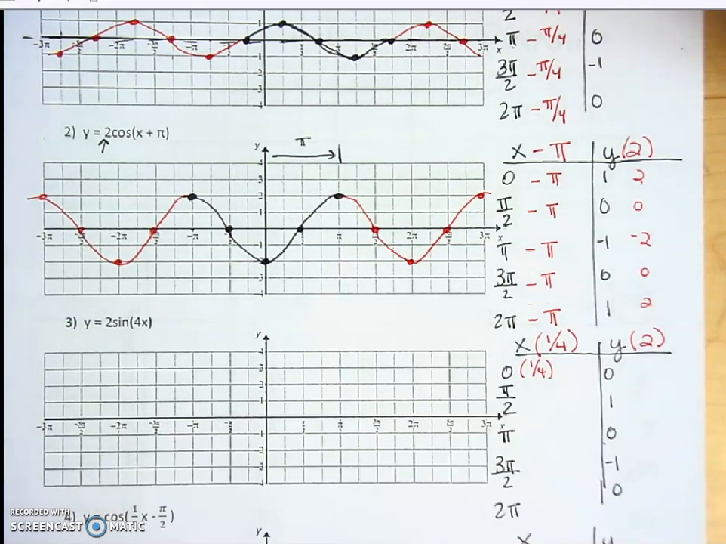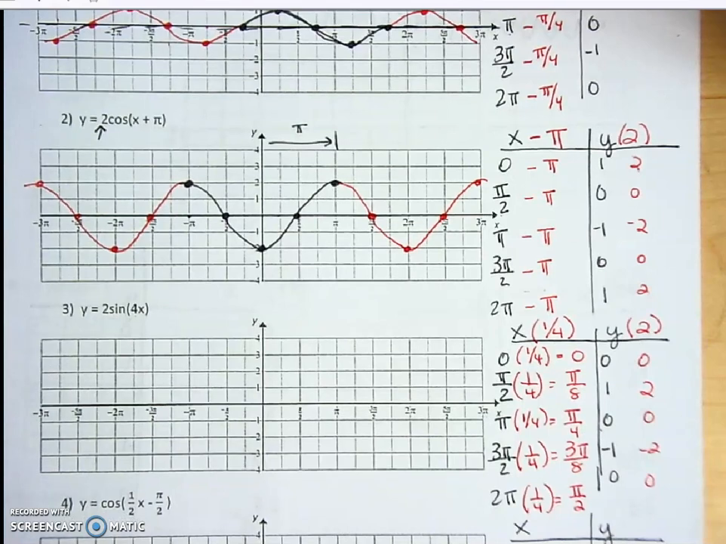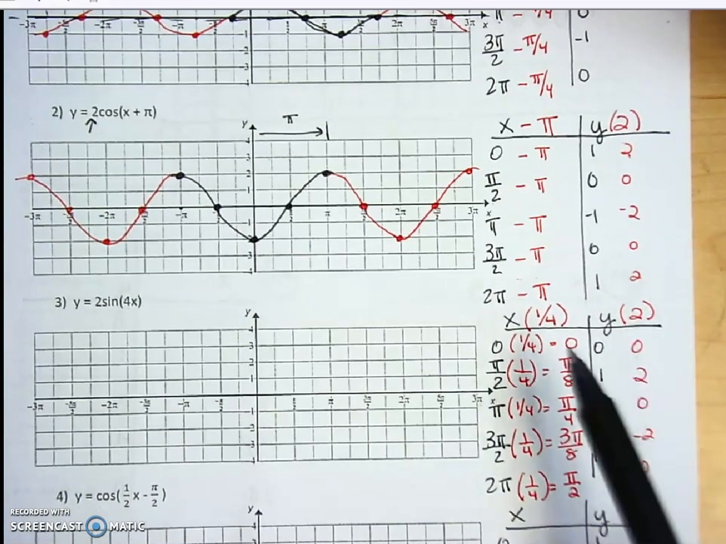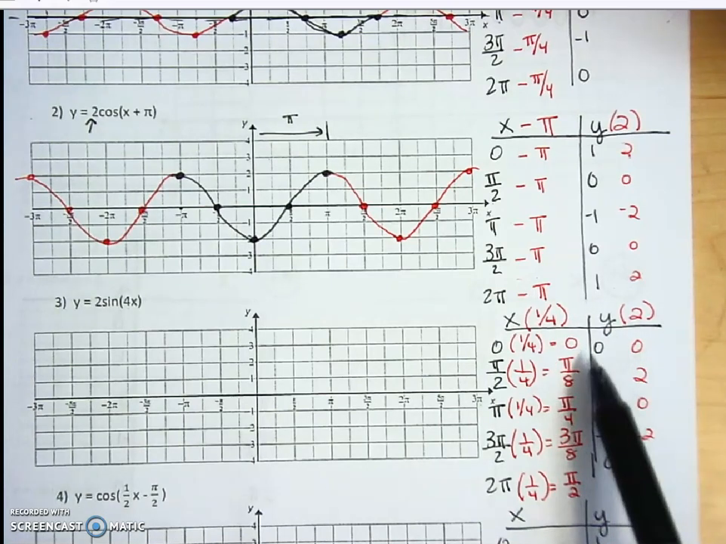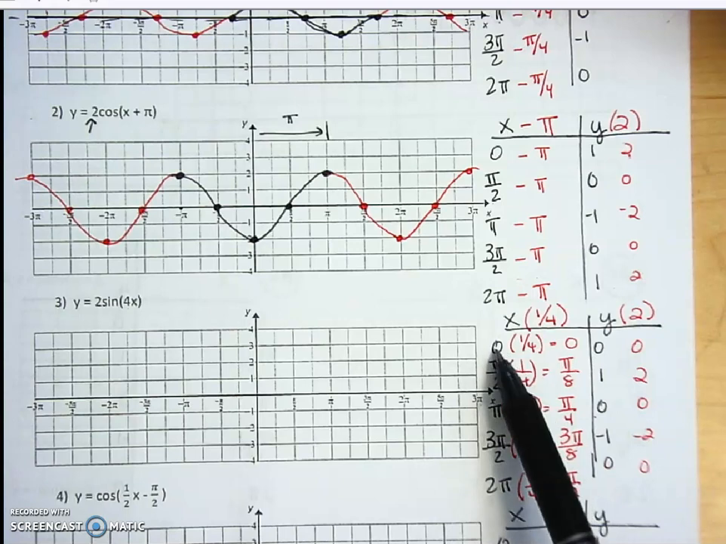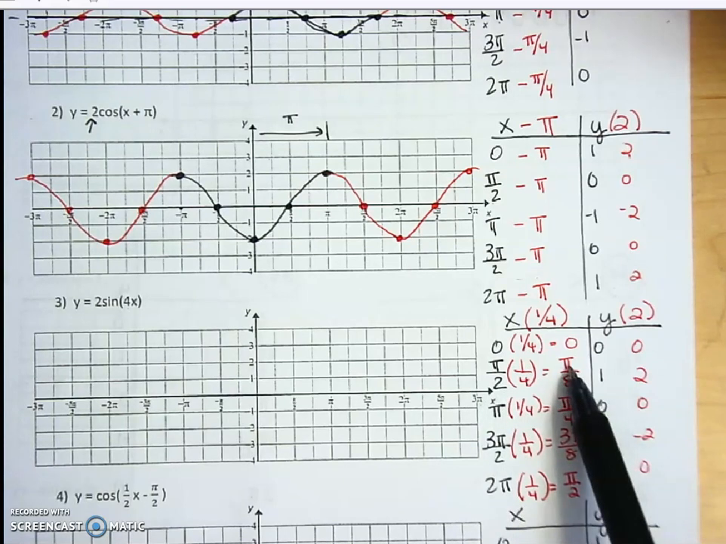I'm going to pause and fill in my table. I'll be right back. All right, so here are my values, and I'm going to explain this a couple different ways, and you can stay with whichever way you like. So after I'm multiplying everything by 1/4, 0 times anything is 0. Pi over 2 times 1/4, I'm multiplying across the top and bottom. That gives me 1/8 pi.